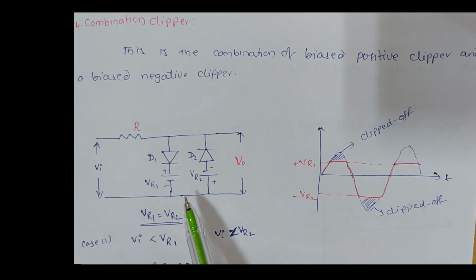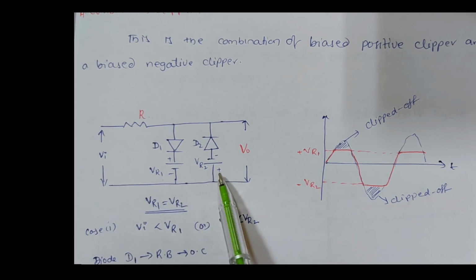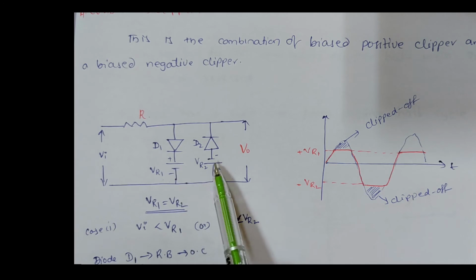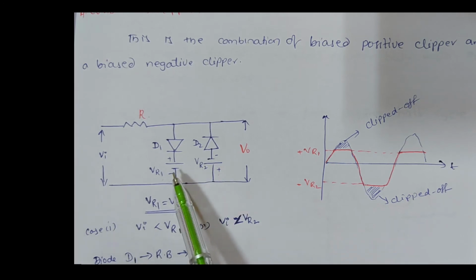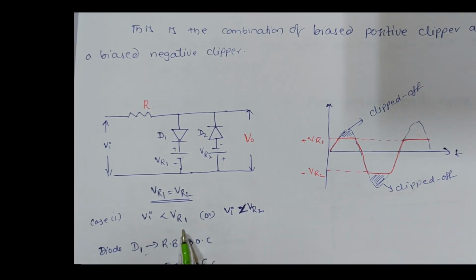So you can see the combination clipper circuit diagram here. Here I am assuming VR1 equals VR2. The biasing potentials are the same, but here it is positive bias, here it is negative bias. It is a positive clipper, it is a negative clipper. Biased positive clipper and biased negative clipper. So here I am assuming case 1: Vi is less than VR1, or we can say Vi is less than VR2. Why? Because both are the same. VR1 equals VR2 I am assuming.